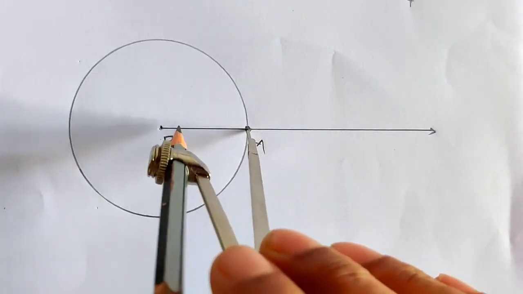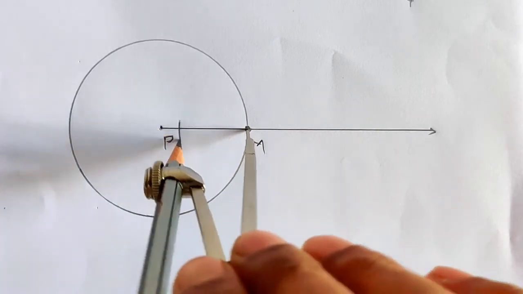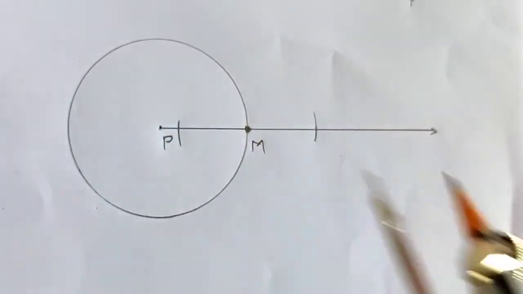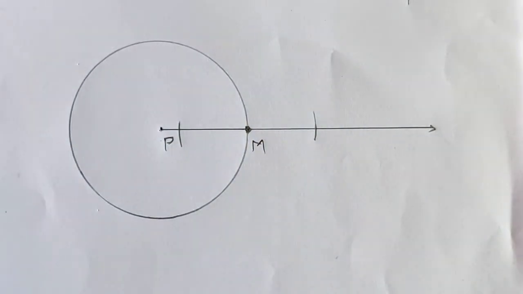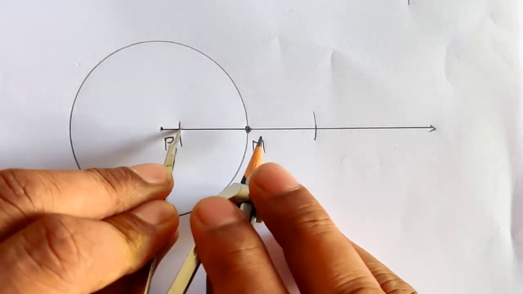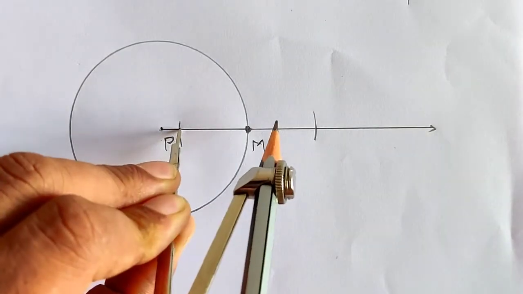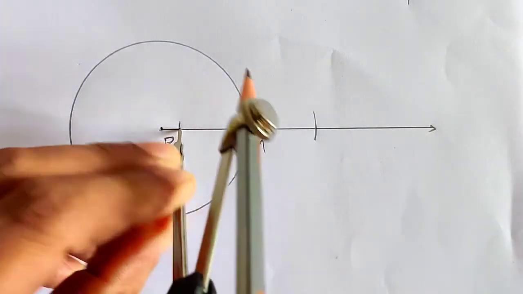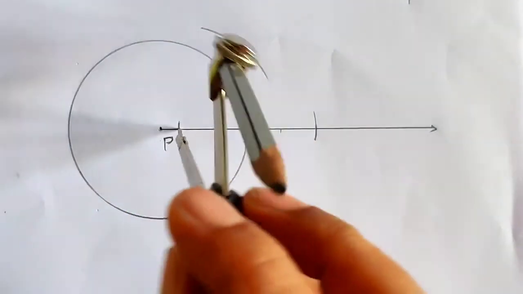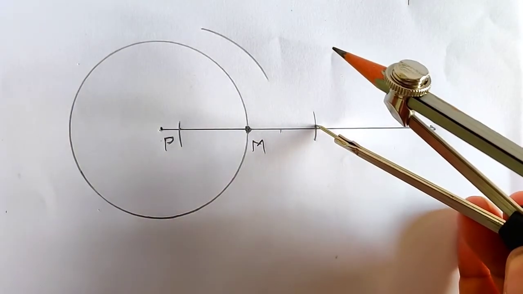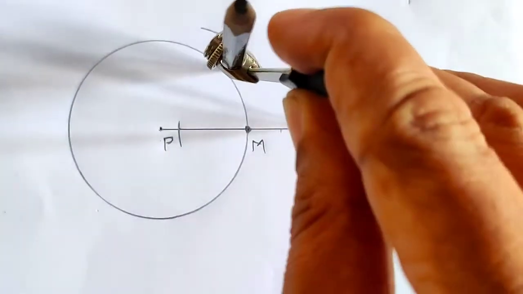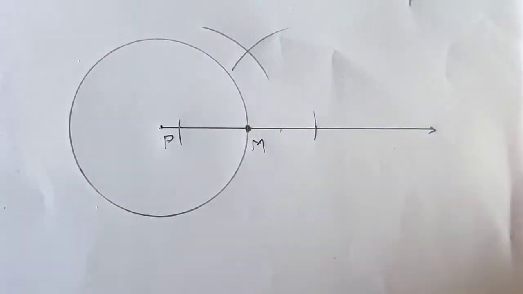With M as a center, take a suitable distance and draw two arcs on opposite sides of M, on the right hand side and left hand side. Now bisect the segment between these two arcs. You know how to bisect the segment, with more than half distance. Now we draw the arcs on one side only. Take a distance more than half and draw one arc. Now with the other point of intersection as a center, draw an arc intersecting the previous arc.